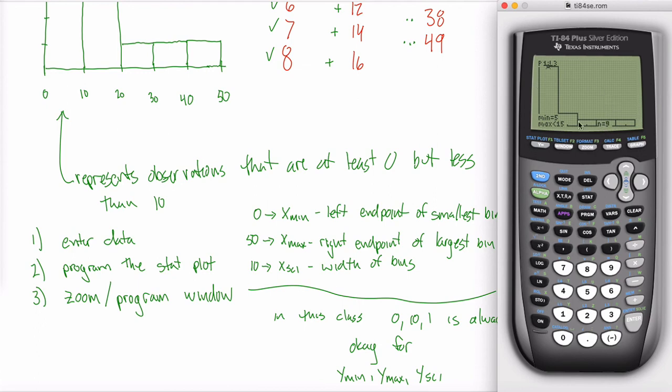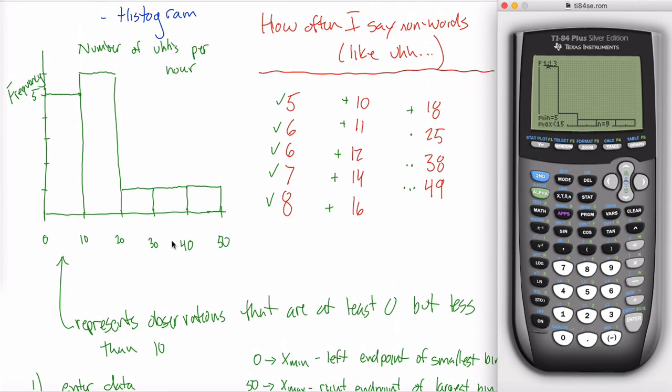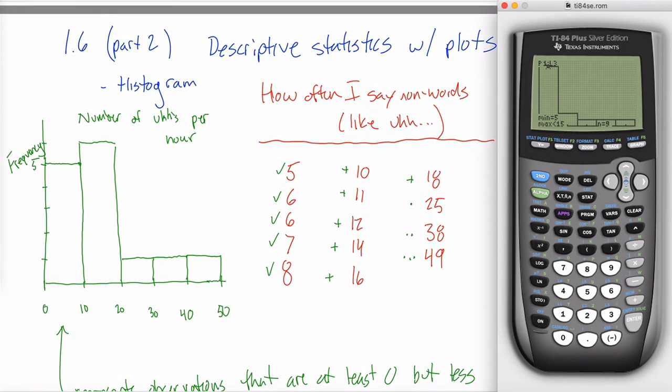So one advantage of doing it on your calculator is if you ever have to redo it, if you ever have to make several of these, which it turns out in practice you do, you can change them really quickly rather than redrawing the whole thing. There's histograms, making them on your calculator. That's all I got for this video.